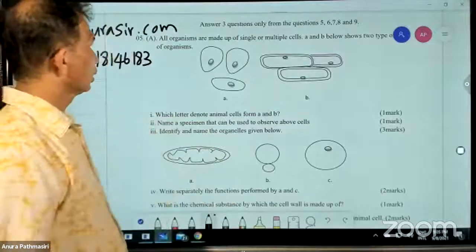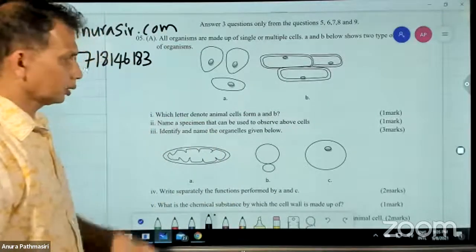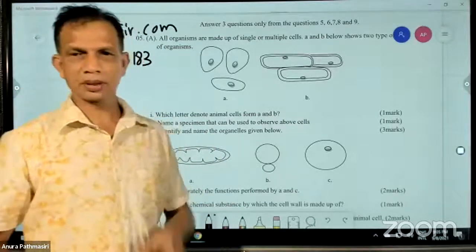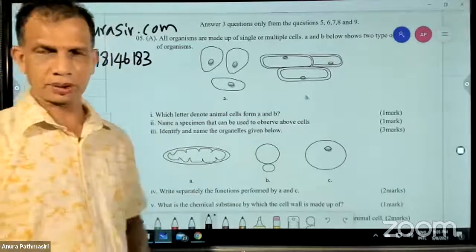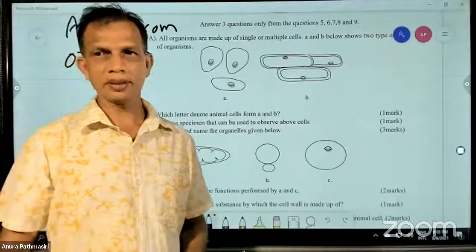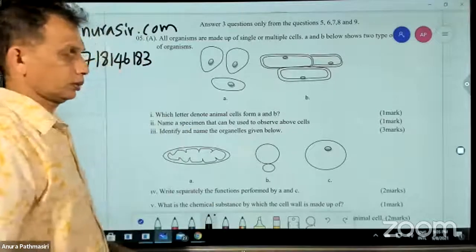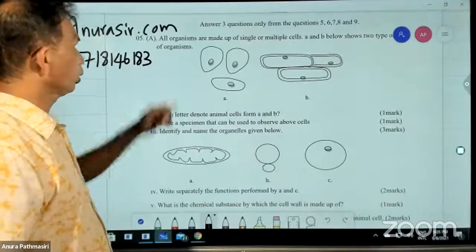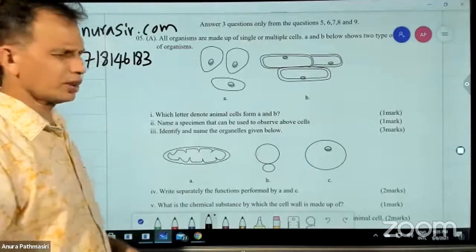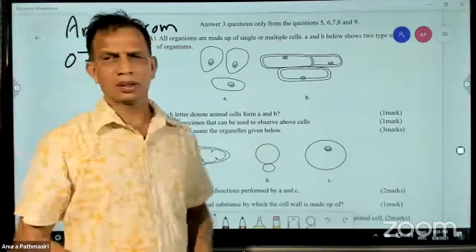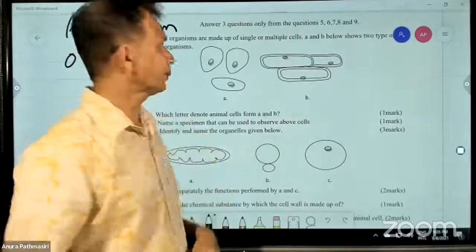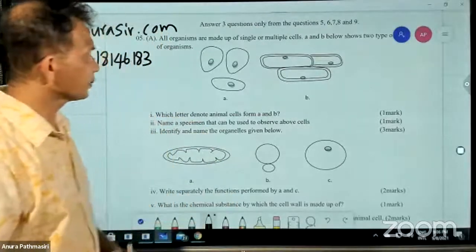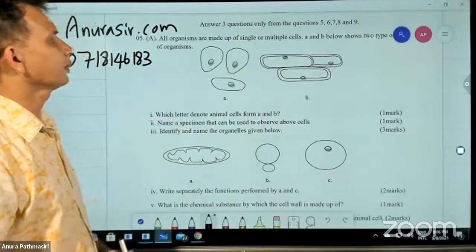And we're going to discuss the answers for the questions. The paper was sent to you in advance. You might have got it from your group. This is part B of the first term test paper. All organisms are made up of single or multiple cells.